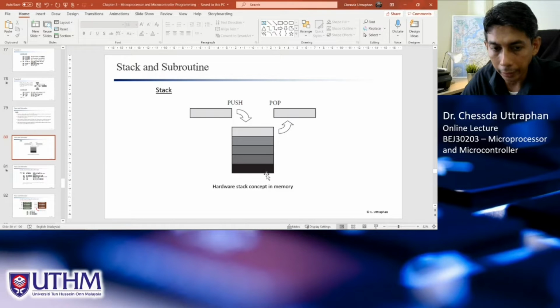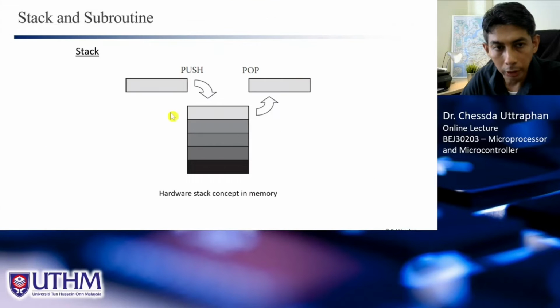call a stack, where we can put the data in the stack using the push instruction, and it is in the form of first in last out, where when you put the data into the stack, the data will go to the bottom and the next data will go to the top, and then like this, the next data, the next data, and the next data. And if this is the last data, the data will be stored in the stack like this.